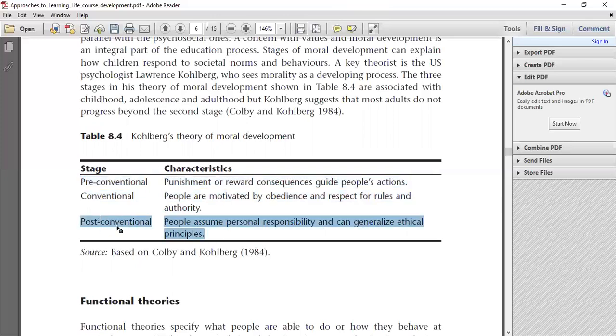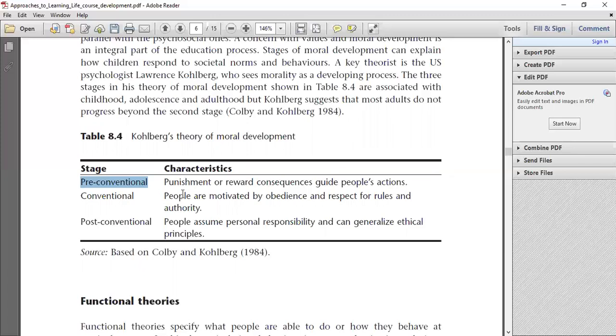But it is also suggested that we keep moving between these 3 stages. On the same day, we might do something because of pre-conventional reasoning, because we will be rewarded for that, or we are not doing something because we know that if we do, we will be punished for that.